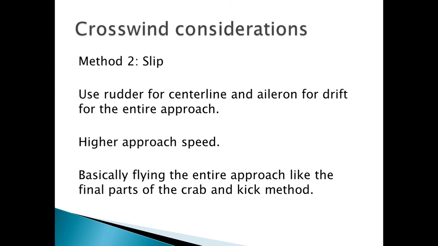And the second method is basically a slip, basically the last stage of the first method, but the only difference is that you fly the slip all the way down. So you use, again, the rudder for centerline and the aileron for drift for the entire approach. Once again, you need a higher approach speed because you have just accelerated your own stall speed. And you're basically flying the entire approach like the final parts of the crab and kick method.